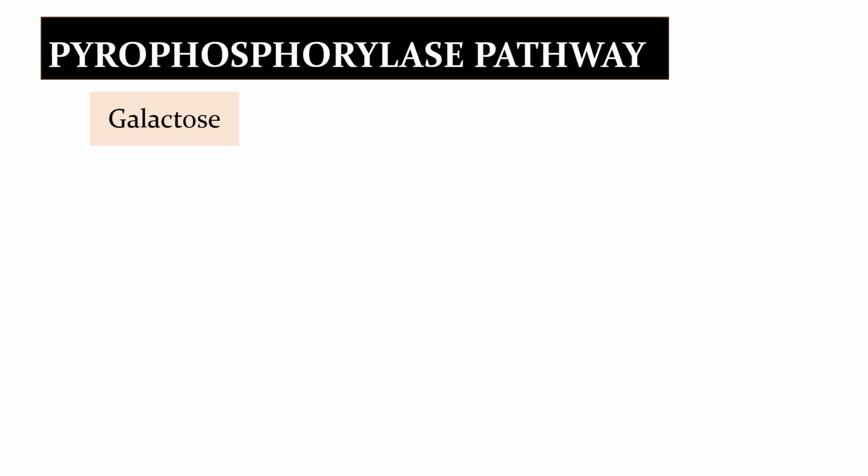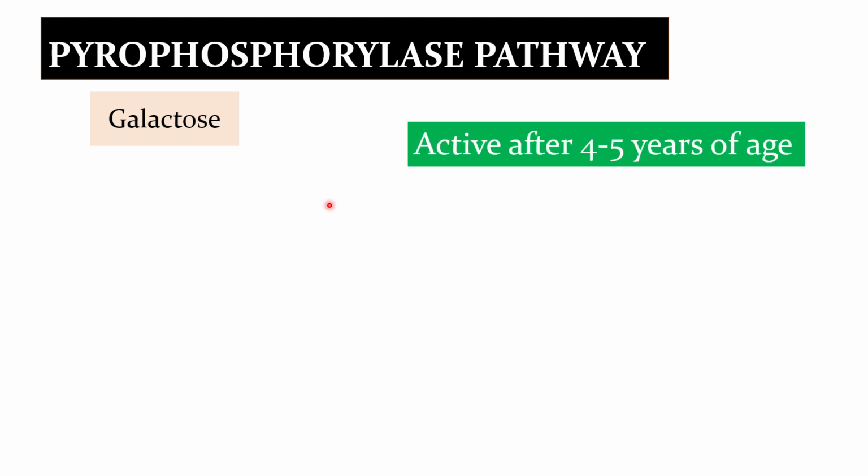Now we shall discuss about alternate pathways of galactose metabolism. First, we shall see about pyrophosphorylase pathway. Galactose can be metabolized by pyrophosphorylase pathway only after 4 to 5 years of age, because this pathway becomes active only after 4 to 5 years of age.